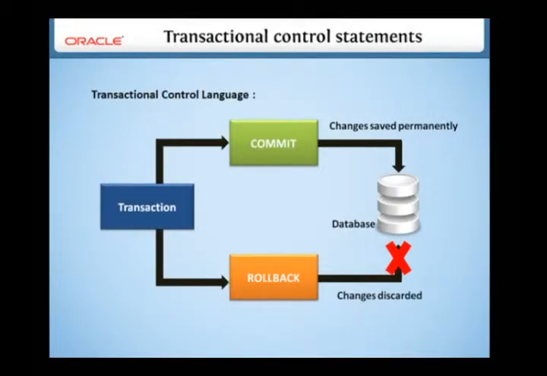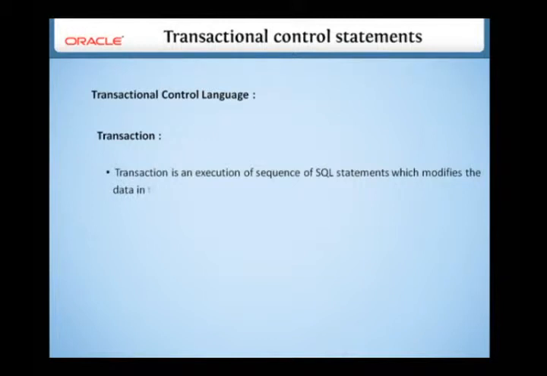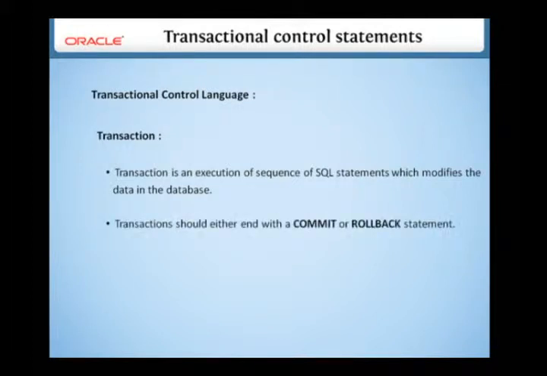Before learning about these types in detail, I will tell you the meaning of transaction. All changes of data in an Oracle database can only be done within a transaction. This means a transaction is the execution of a sequence of SQL statements that modify the data in the database. Transactions should either end with a commit or a rollback statement.